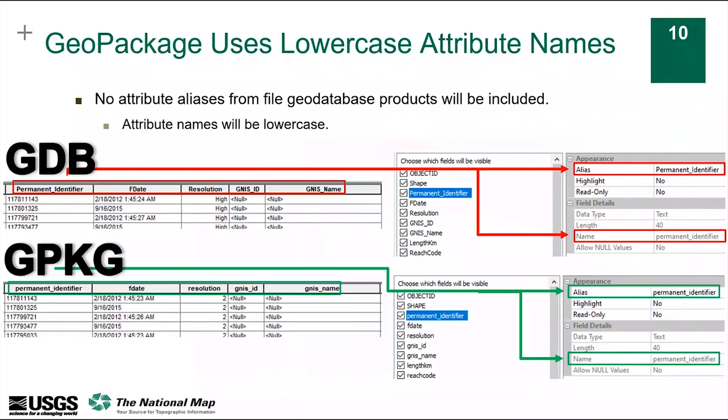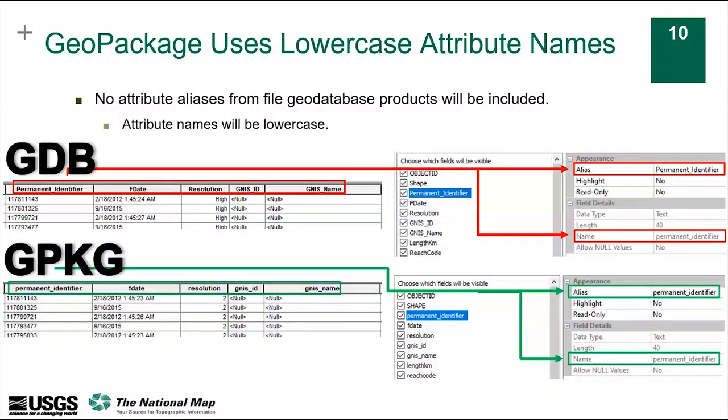GeoPackage uses lowercase attribute names. Attribute casing within attribute tables is different between the geodatabase and GeoPackage products. In the top graphic, we see the difference between the alias and the name of the field in the attribute table for the geodatabase format product. The geodatabase field names are in lowercase, but will display in camel case as seen in the alias field. Camel case is a naming convention where the first letter of a word is capitalized and allows for mixed casing.